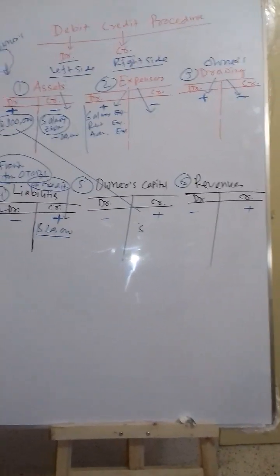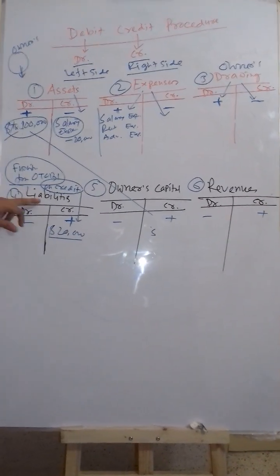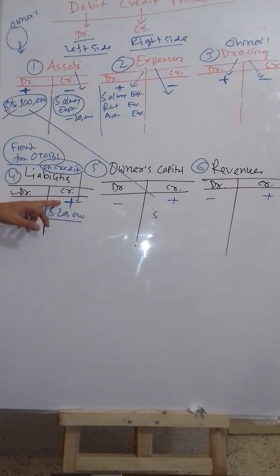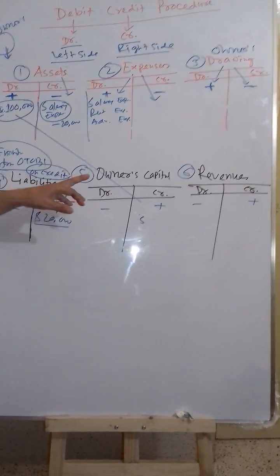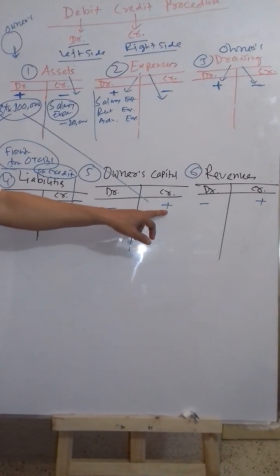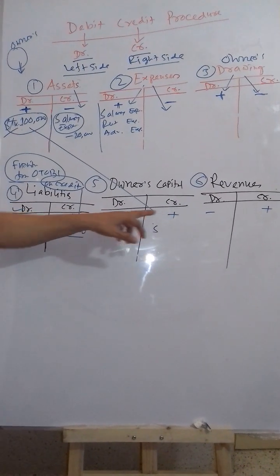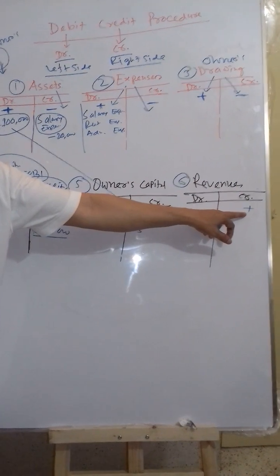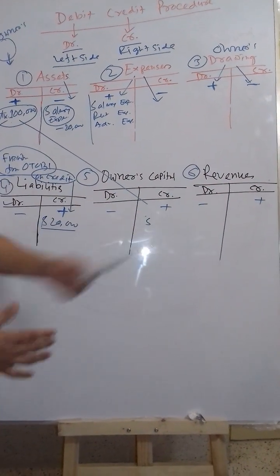And vice versa, we tell about liabilities. If liabilities increase, it must be credit, liability decrease, it must be debit. If owner's capital increase, it must be credit, owner's capital decrease, it must be debit. Revenues increase, it must be credit, revenue decrease, it must be debit.